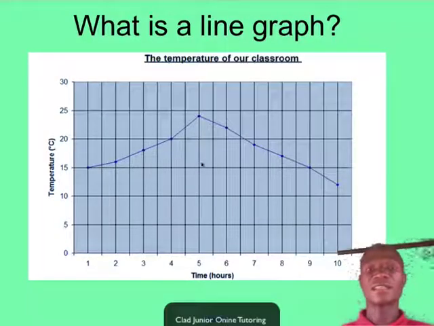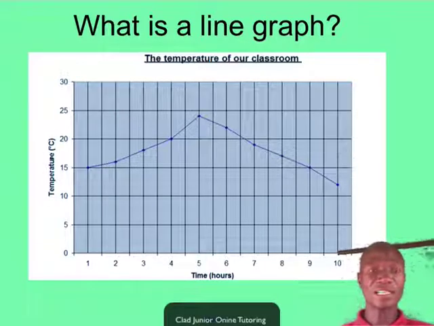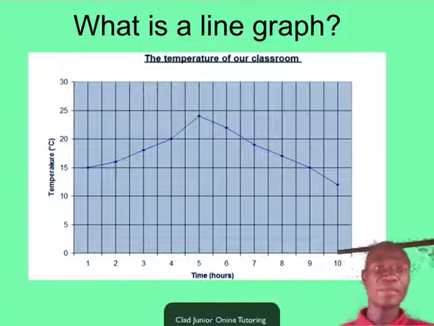Now let's get started. If we look at this graph, this is an example of a line graph. At the top of the graph, you find the title of the graph. The title of this graph is the temperature of our classroom. Let's start with the numbers and titles you see at the sides. Let's start with this side where we see temperature in degrees Celsius. This means temperature in degrees Celsius.